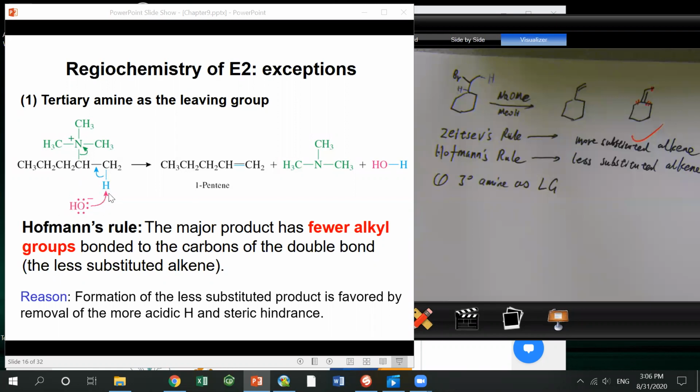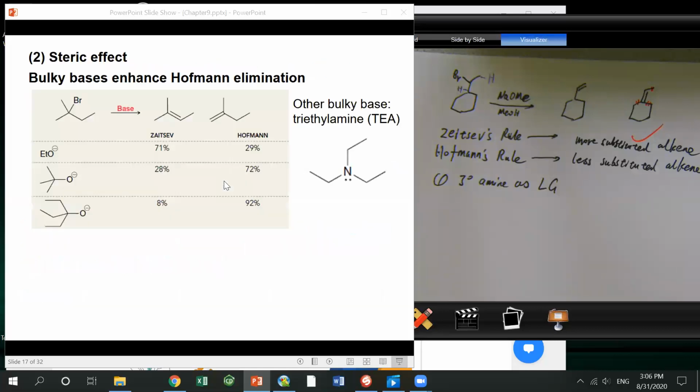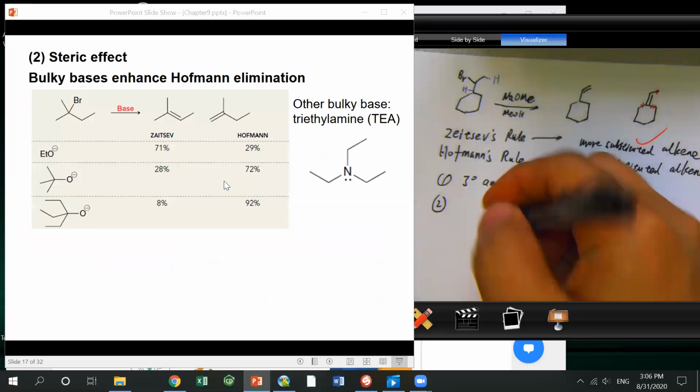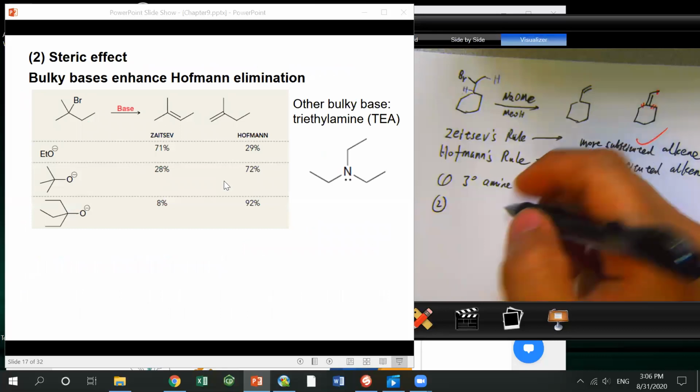Another reason is that the terminal hydrogens are normally a little bit more acidic compared with the internal hydrogens. And for you guys, just remember, if the tertiary amine is the leaving group, you generally get the Hofmann elimination product, the least substituted alkene. So that's the first situation: tertiary amine as the leaving group. And the second exception is when you have a very bulky base.